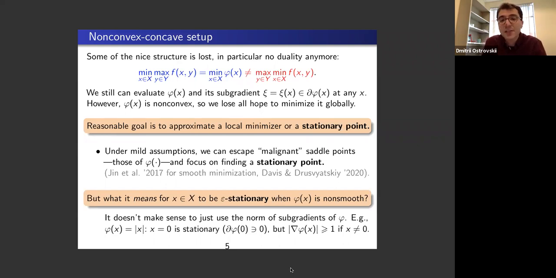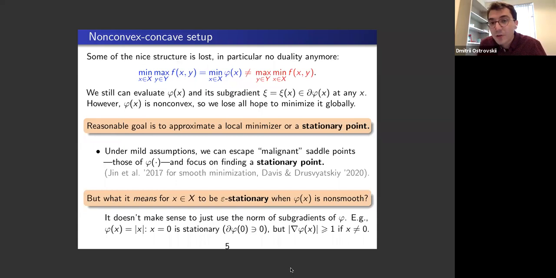By the way, this explains why I consider non-convex-concave problems in this slide and not convex-non-concave problems. Because in convex-non-concave problems, for any x, I have to solve the problem in y in some sense, to be sure that I'm doing what I must do, that I'm minimizing in x, maximizing in y.